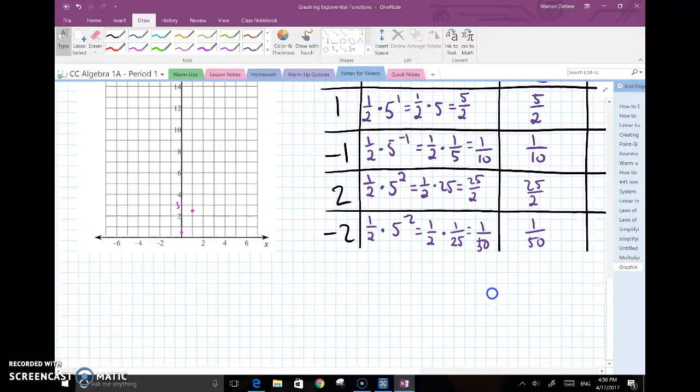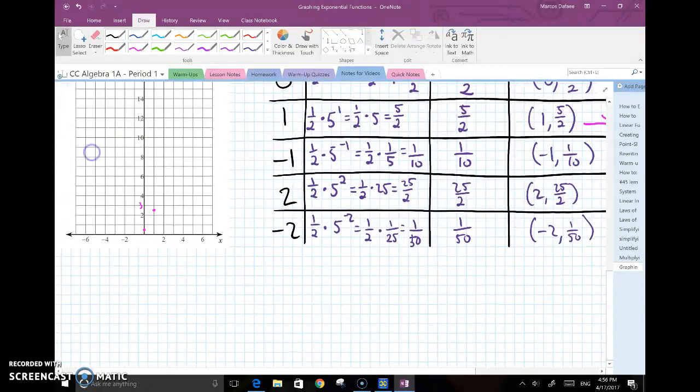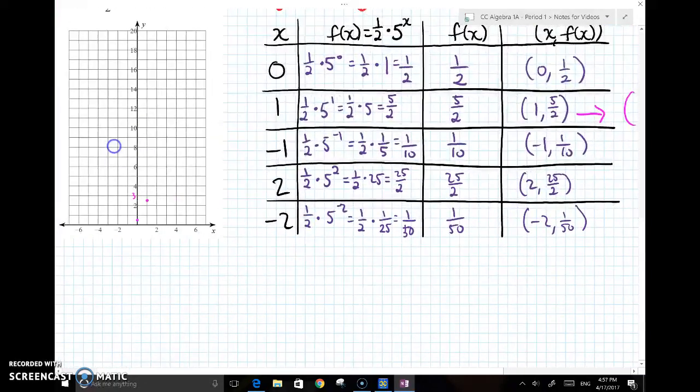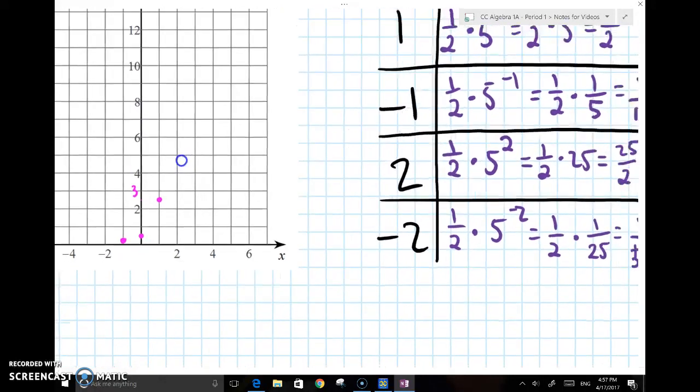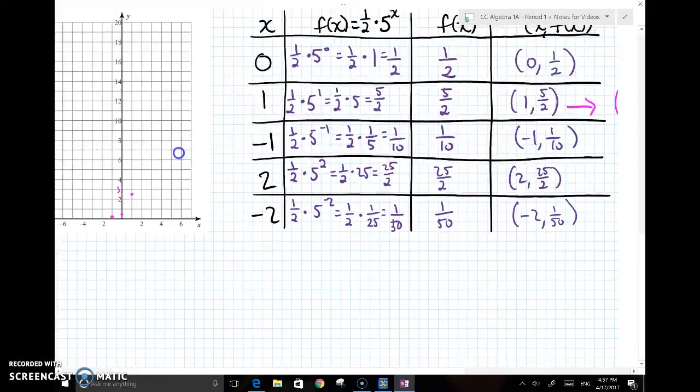Okay, next one is negative 1 comma 1 over 10. So negative 1 comma 1 over 10. Negative 1 is here. 1 over 10 will be very close to the x-axis. Again, estimating, but never right on it. Like that. I can already see that this is increasing, not decreasing, okay, as you go left to right.